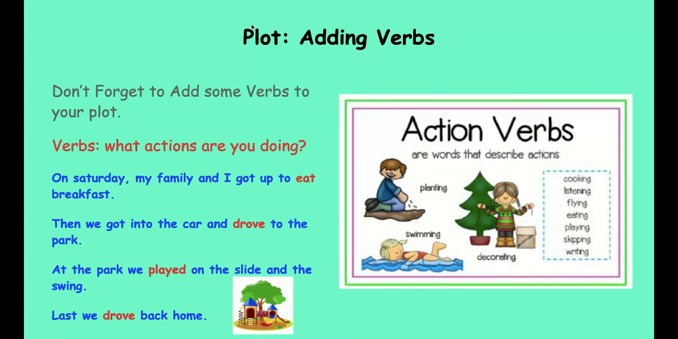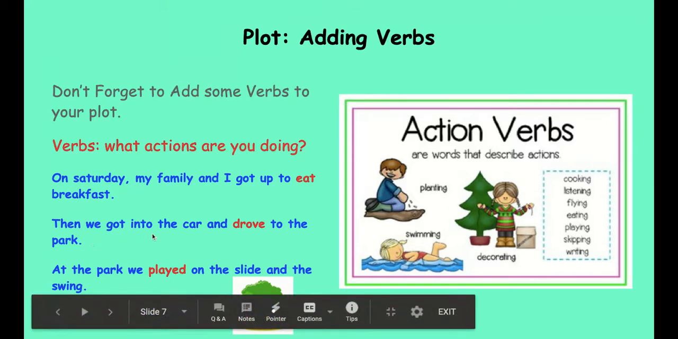When you are writing your plot, remember to add some verbs. Verbs are words that tell you what you are doing in your story. What action are you doing? For example, on Saturday, my family and I got up to eat. Eat is a verb. It's telling you that I was eating, I was doing something. Then we got into the car and drove. Drove is another verb. Drove is something that you can do.